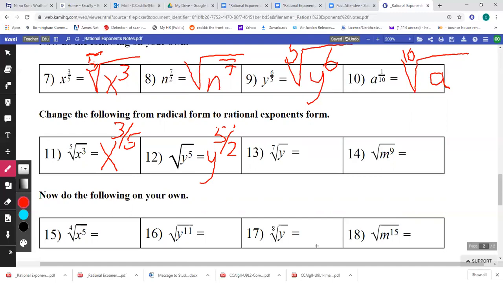Now number 13, y. It doesn't have a power, so the power is 1, and then the root is 7. And number 14, once again, if there's no number with the root, it's a square root, so it's 9, m to the 9 halves. So once again, pause the video, and I want you to do 15 through 18 on your own, please.